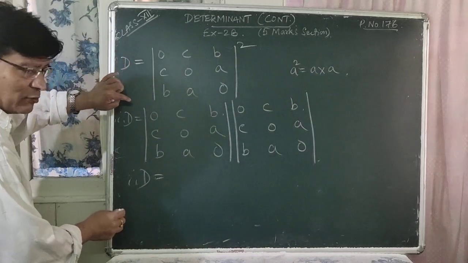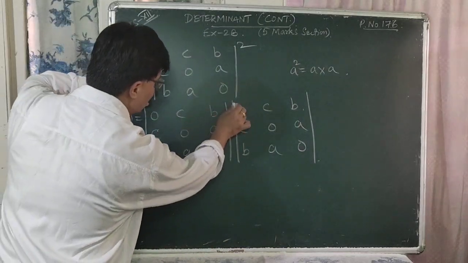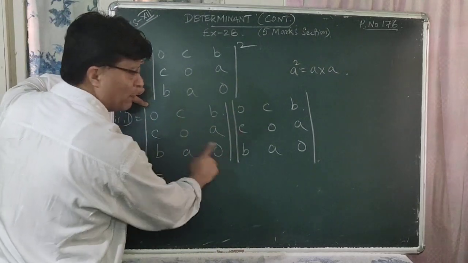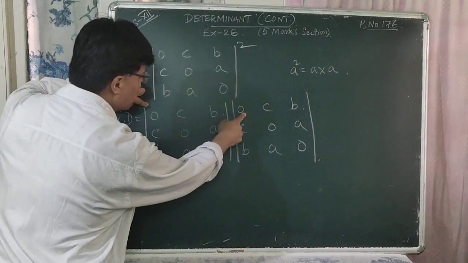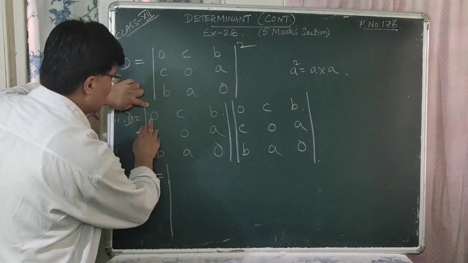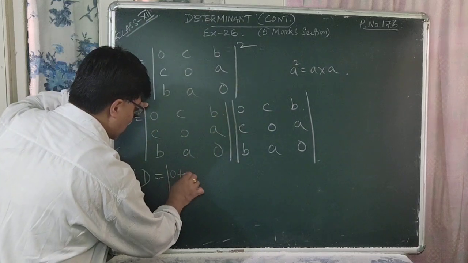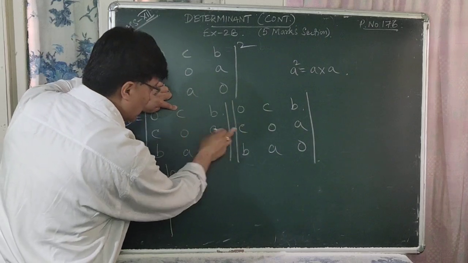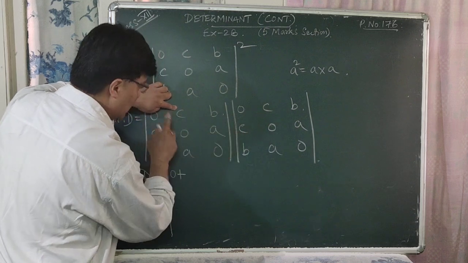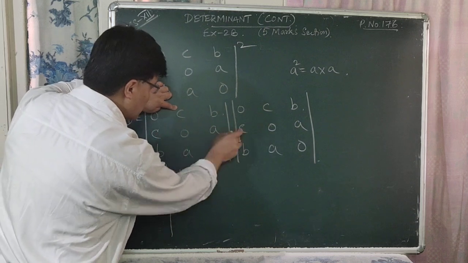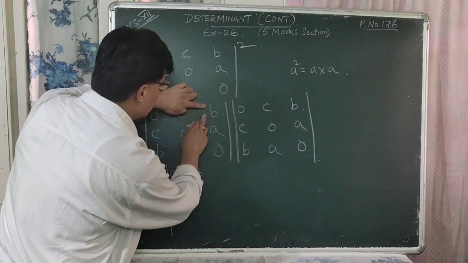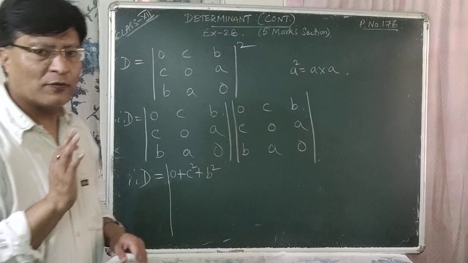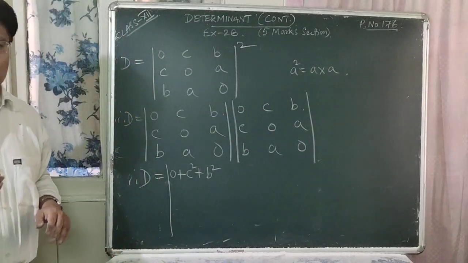Now, this first row is multiplied by first column. That is, corresponding elements should be multiplied, right? 0 0 0, then comes plus. Again, this c should be multiplied by this c. The corresponding element should be multiplied. Second element into second element. What is c into c? c square plus this is b into b is b square. So this is the first element of the first row.